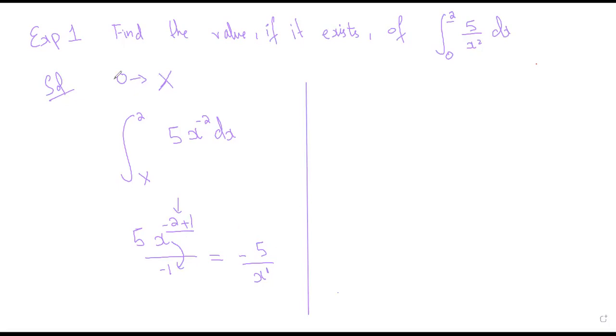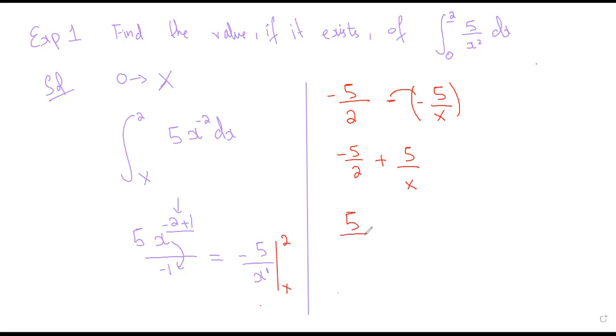Right, now we are not done yet. We need to plug in the limits 2 and x. And now let's just do it with the limits. So it is going to be, first I'll plug in the upper limit, 5 over 2, minus, and then minus 5 over capital X. And I'm going to simplify this. So minus into minus would become plus 5 by capital X. And now it is going to be 5 by capital X minus 5 by 2.